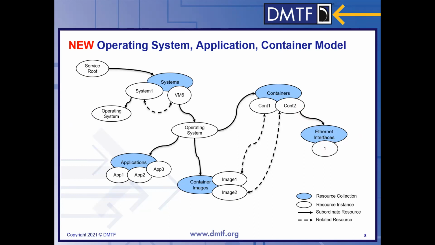One thing not shown is that while VM6 is fully fleshed out with its subordinate resources, system 1 could have that same type of modeling. It's just not shown here for simplicity.